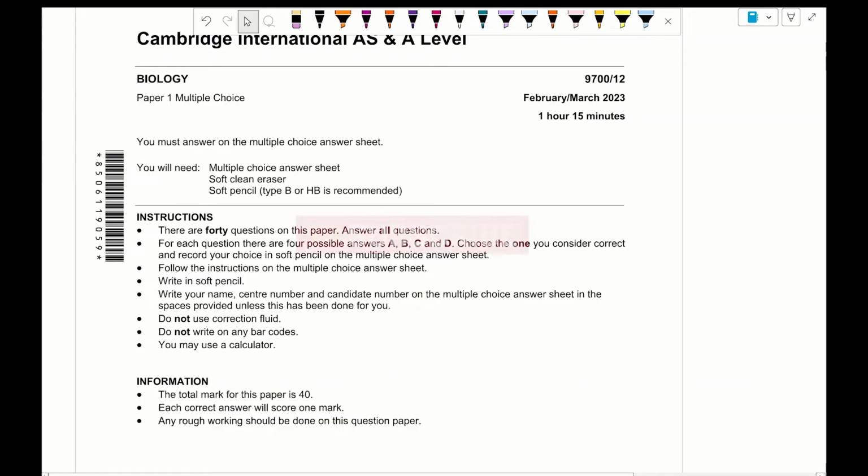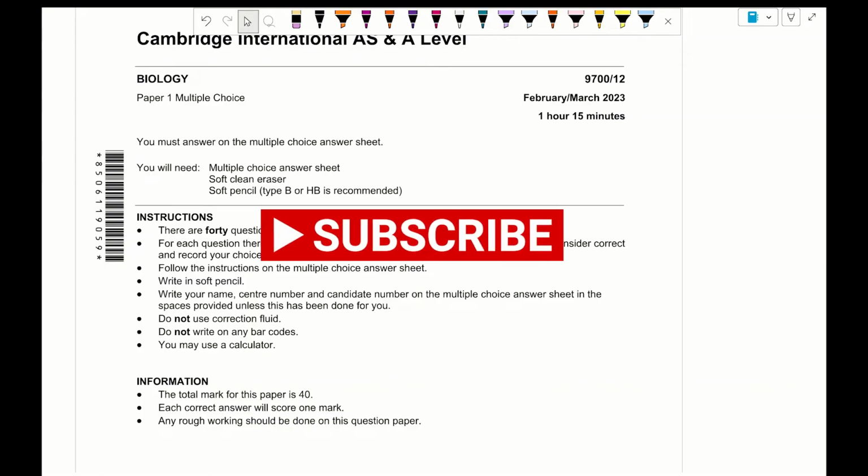Hello, today we're going to be solving Feb-March 2023, Paper 1, Variant 2.